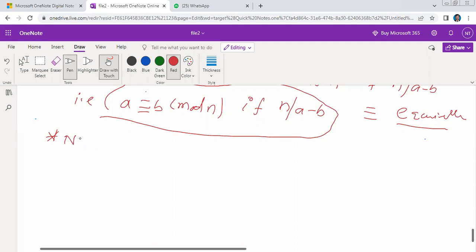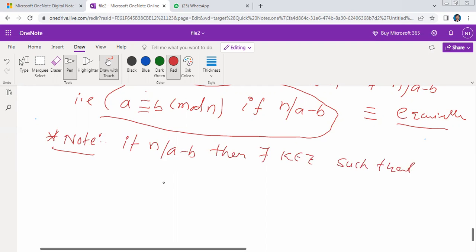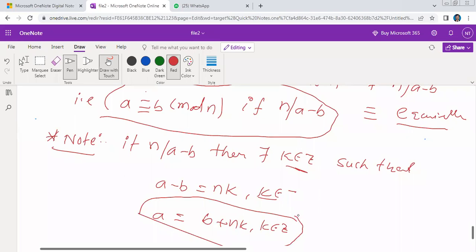So, a small note: if n divides a minus b, then there exists an integer k belonging to Z such that... ఎలా రాయొచ్చో తెలుసా అండి? n divides a minus b అంటే అర్థం ఏంటిది? a minus b is equal to n times k, for k belonging to Z. Therefore a is equal to b plus nk.